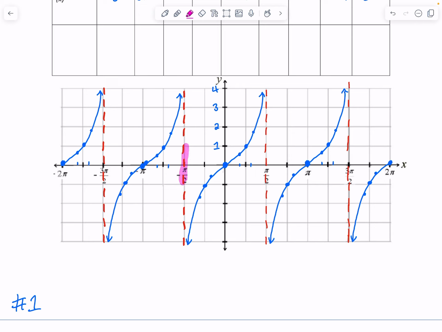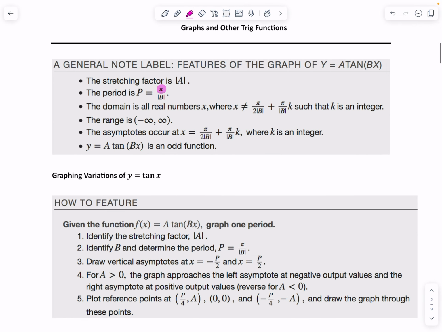From here to here, that whole thing repeats every pi. So we have the period. We take pi and divide it by b if there's a b term. B is the exact same as it was in sines and cosines.